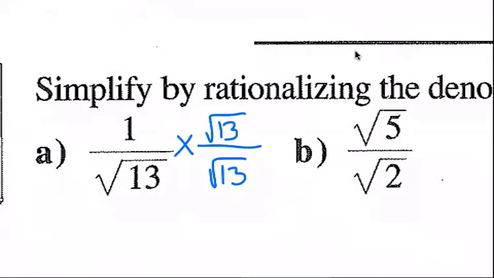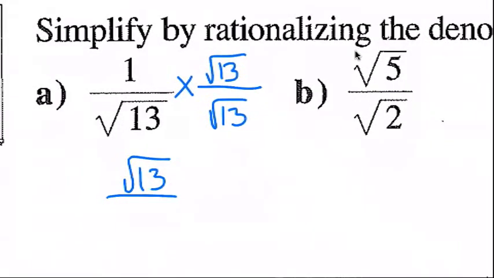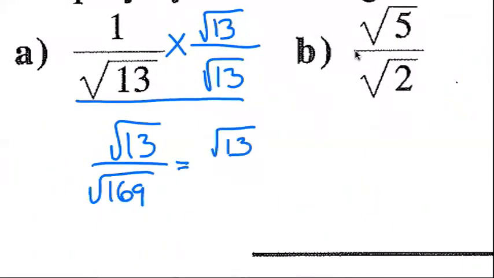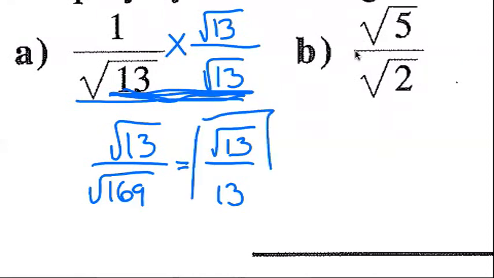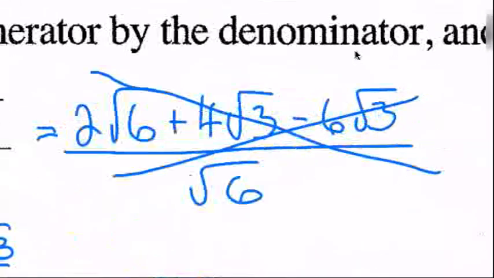When we multiply, 1 times square root 13 on the numerator is square root 13. On the denominator, square root 13 times square root 13 is the square root of 169. Well, the square root of 169 is 13, right? The square root of anything squared is just that thing itself. Now we have no radical in the denominator, so we have rationalized that denominator. If we were doing the earlier question the way I originally started it, that's the next step I would have to do, because I have that square root 6 in the bottom.